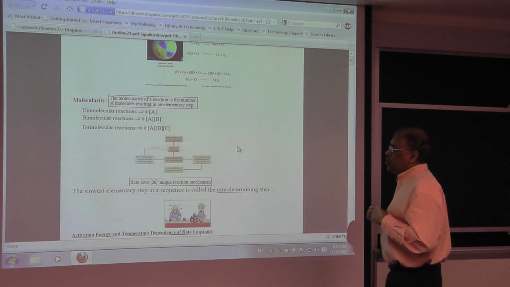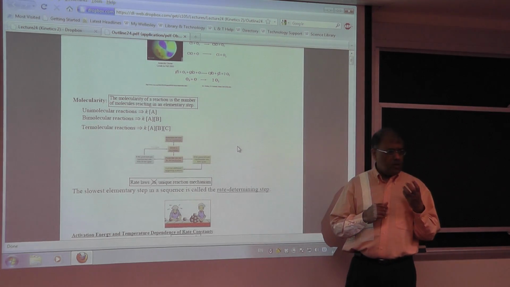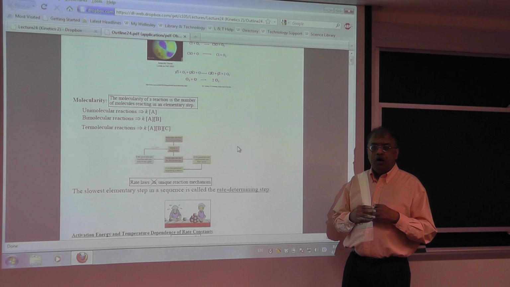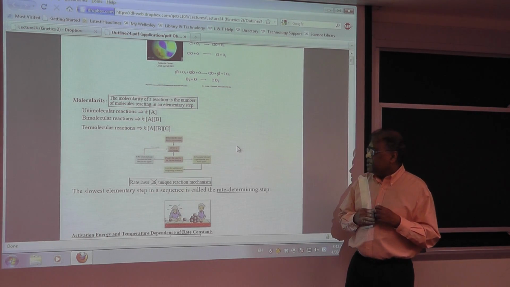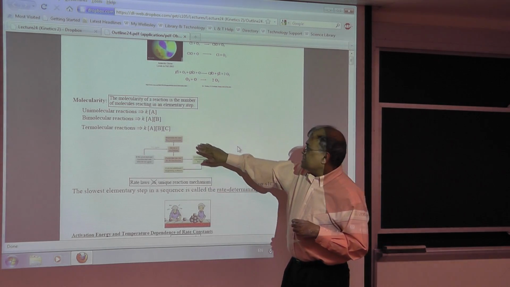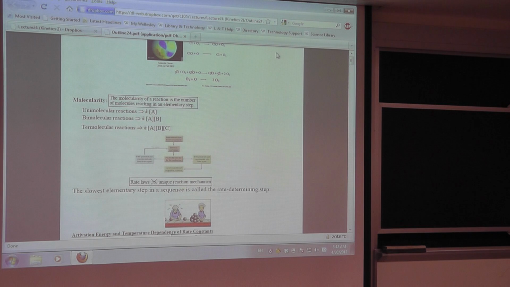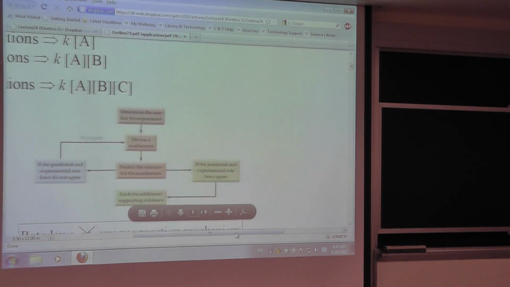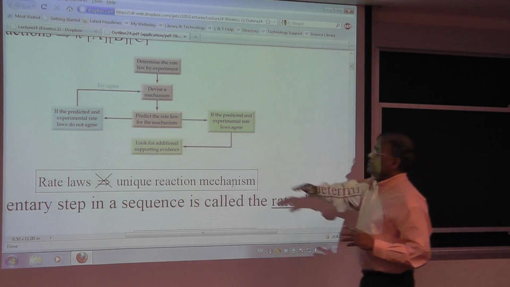So how do we go about determining reaction mechanisms, which is one of the central goals of chemistry, to figure out what are the individual steps that make up a chemical reaction? What you do is you do experiments. Let me make this a little bit clearer here. You do experiments to determine the rate law.